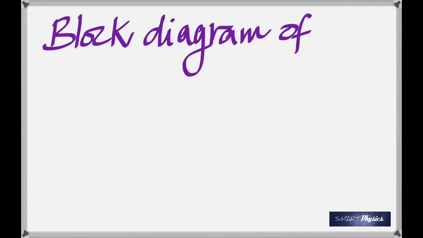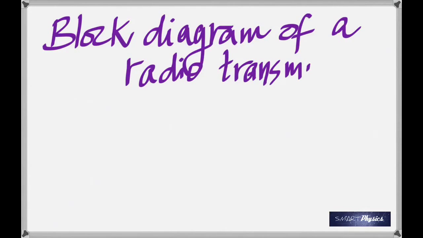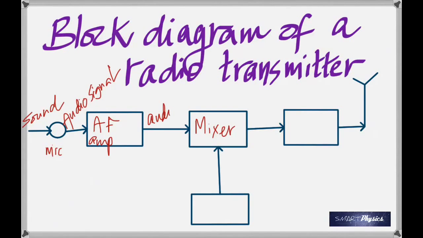You have to remember the block diagram of a radio transmitter and a radio receiver. What you see here is, first of all, sound is converted into an audio electrical signal using a microphone, and then it is amplified using an audio frequency amplifier, and after that the amplified audio signal is mixed with a high frequency carrier signal produced by an RF oscillator. So the mixing is done here. The audio signal comes up from here, the high frequency radio wave comes up from here, it's mixed together, and that's why it's called the mixer.